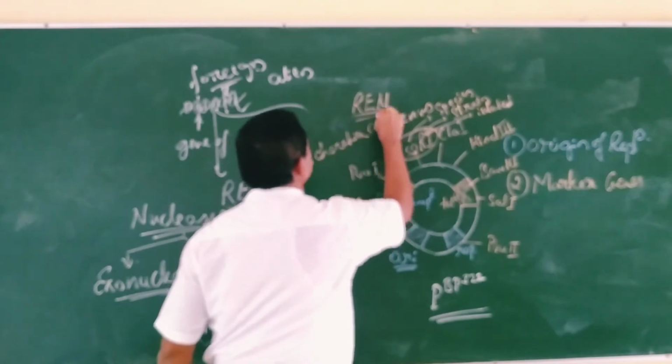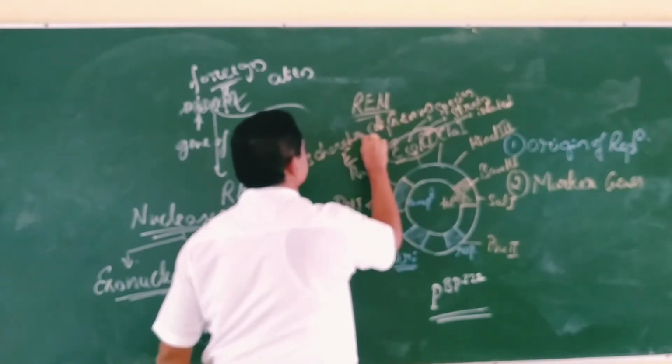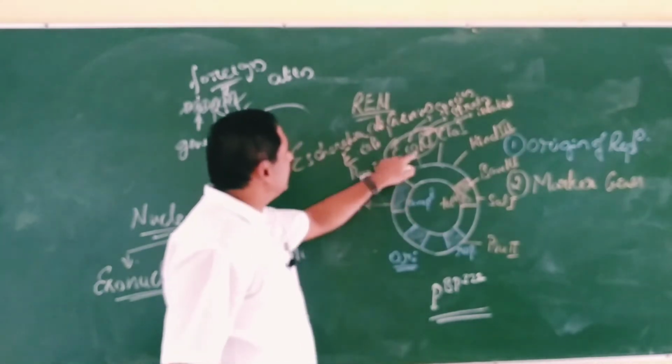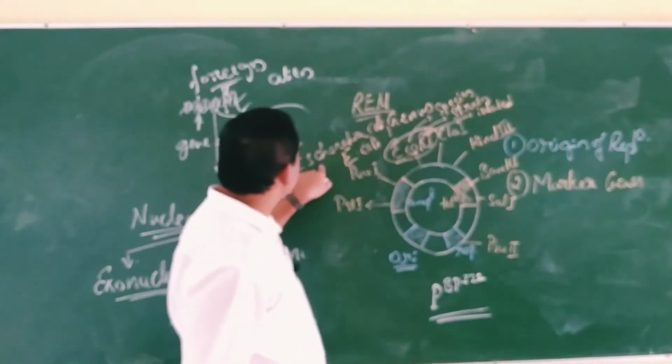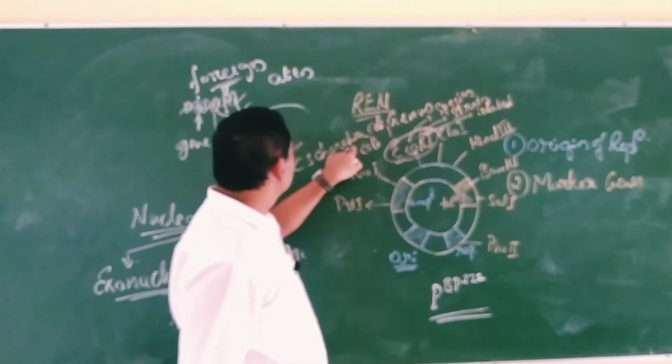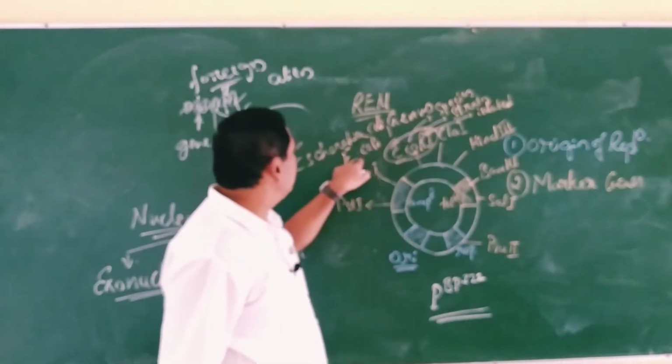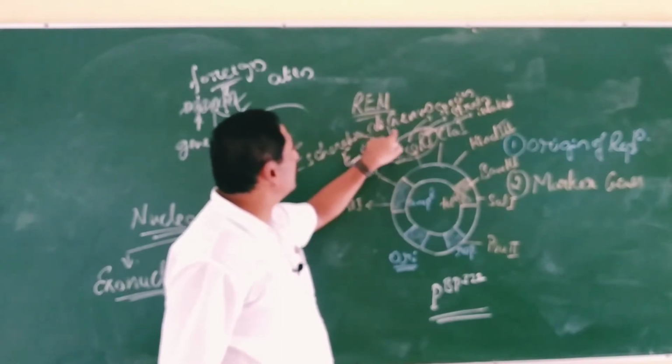E. coli, Escherichia coli, commonly called E. coli in short. The first name indicates Escherichia, the genus name. The next two letters indicate the name of the species, coli.